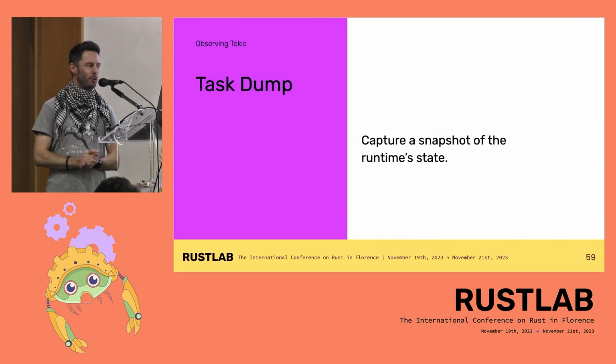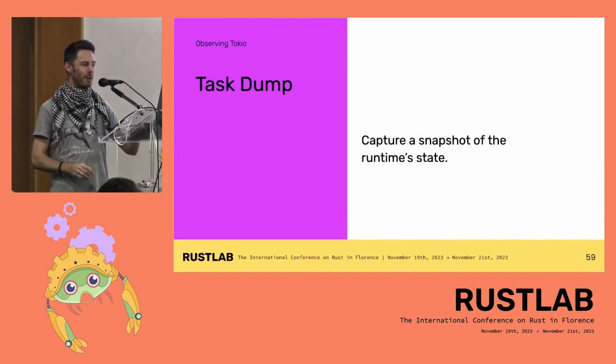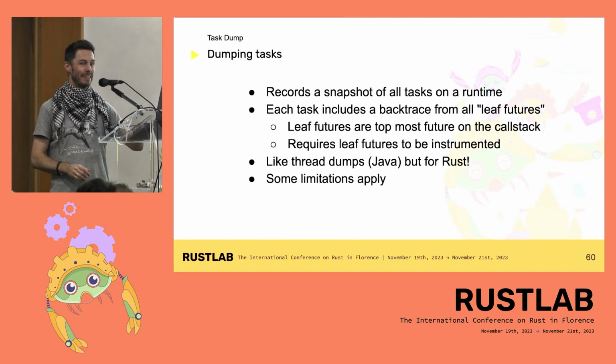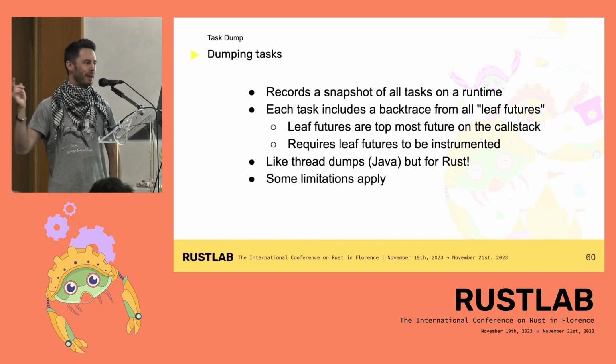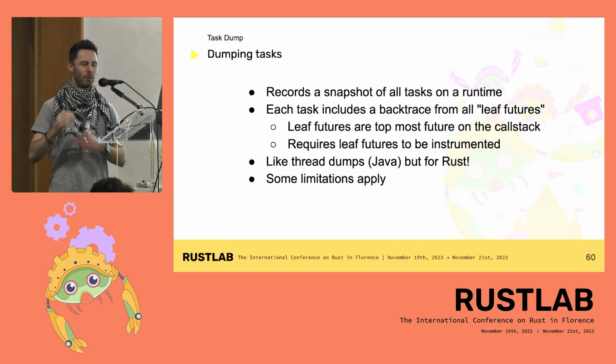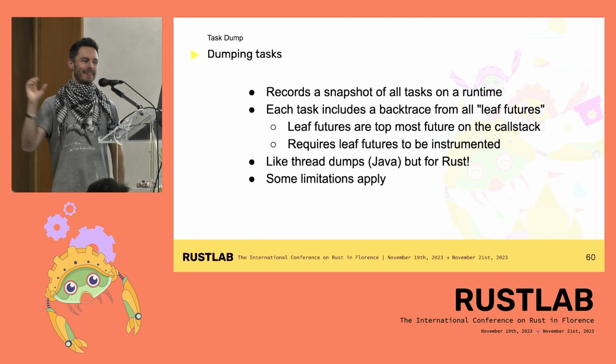Finally, last tool, task dumps. So this allows you to capture a snapshot of the runtime state, which is really cool. This idea was brought up by Jack Wren, again, the same guy from Tokio Metrics earlier on. It records a snapshot of all tasks on the runtime. Each task includes a backtrace from all the leaf futures. A leaf future is the topmost future on the call stack. It does require leaf futures to be instrumented. But otherwise it kind of works like thread dumps in Java, but for Rust, which is really exciting.